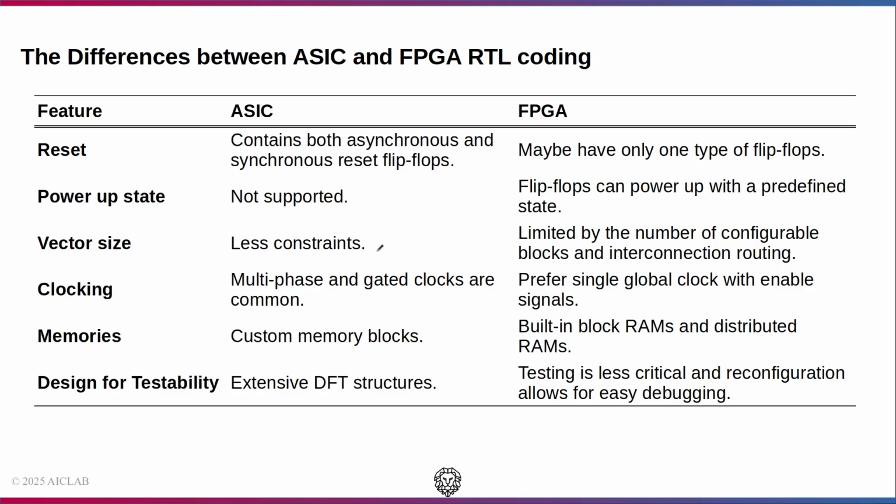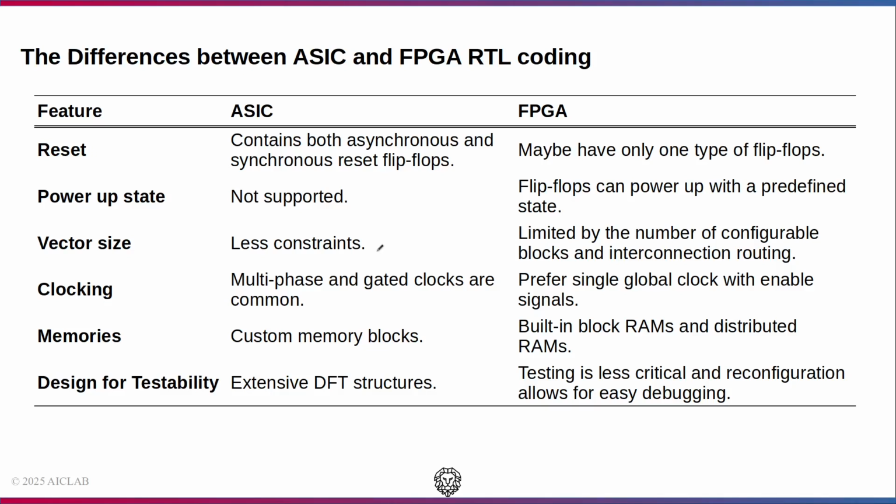Memories. ASIC supports custom memory blocks that may or may not be available in the FPGA. In FPGA, we have built-in block RAMs and distributed RAM. And the last one, design for testability.